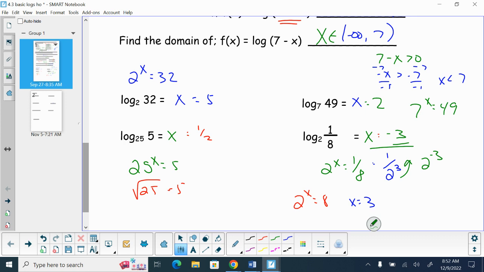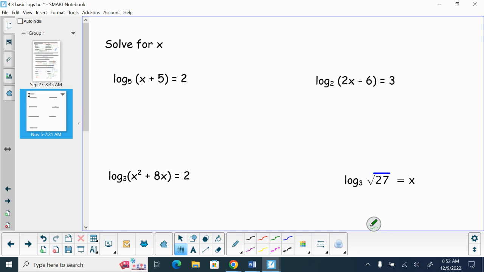Once again, we can't do this on our calculator because these are different bases. This is not log base 10. If we take a look, these are all different bases. So if I have something that's not 10, I can't just click it into my calculator and take the log of 32 or the log of 5 because I have a different base other than 10. Your calculator is only a base of 10.